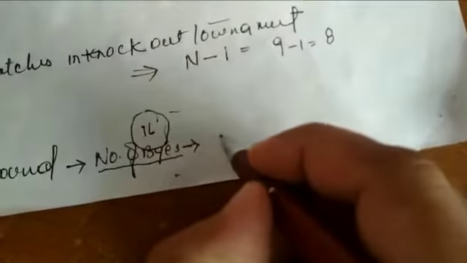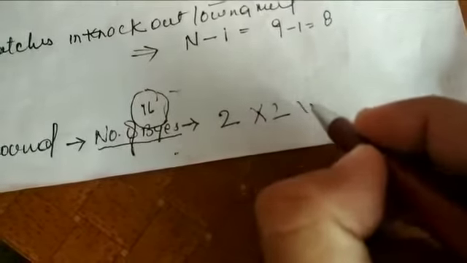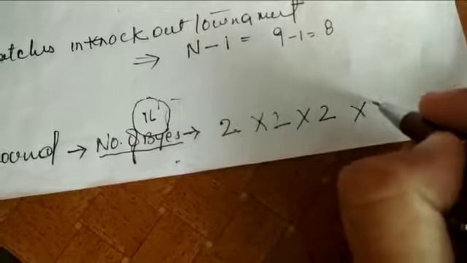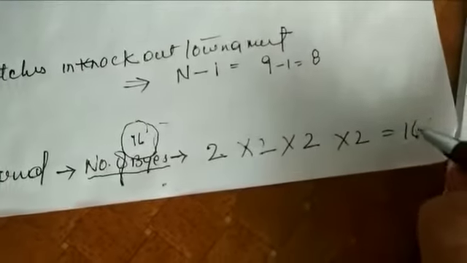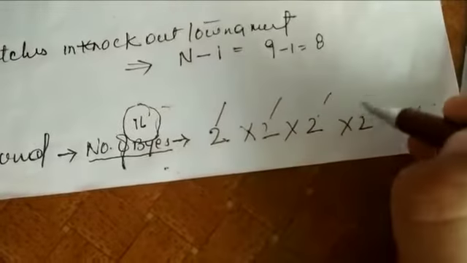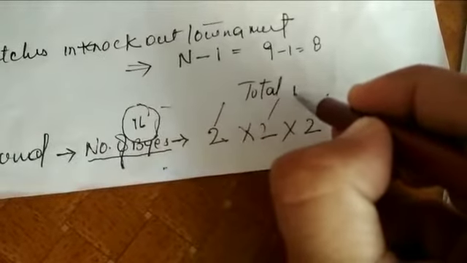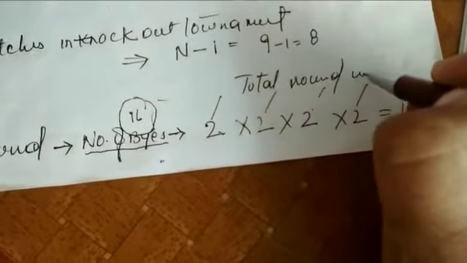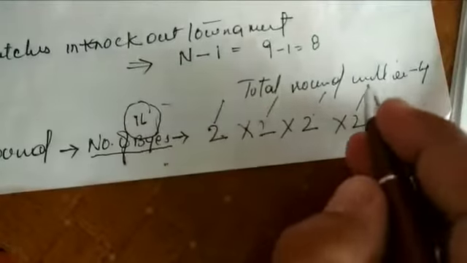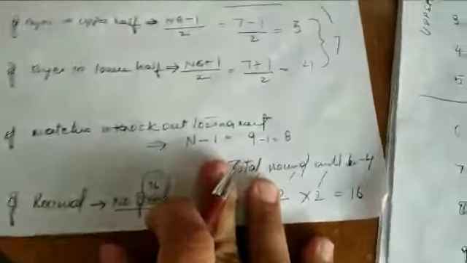So let's see. First 2, second 2, 2 twos are 4, 4 twos are 8, 8 twos are 16. So 1 two, second two, third two, fourth two. Total rounds will be 4. Okay, that is a simple thing also.